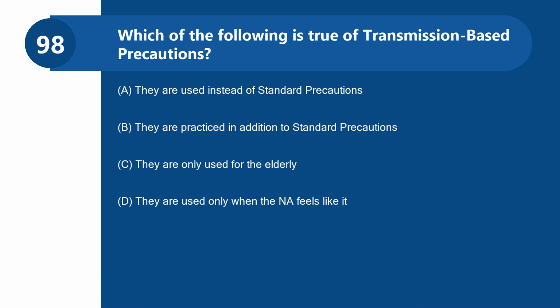Question 98. Which of the following is true of transmission-based precautions? Option A, they are used instead of standard precautions. Option B, they are practiced in addition to standard precautions. Option C, they are only used for the elderly. Option D, they are used only when the NA feels like it. The correct answer is Option B, they are practiced in addition to standard precautions.